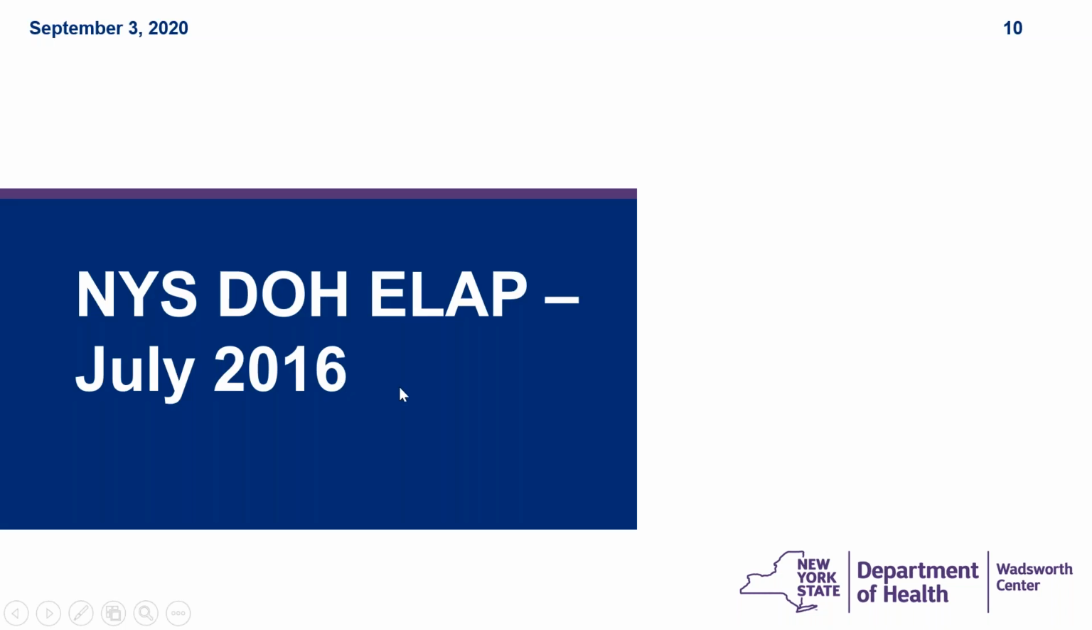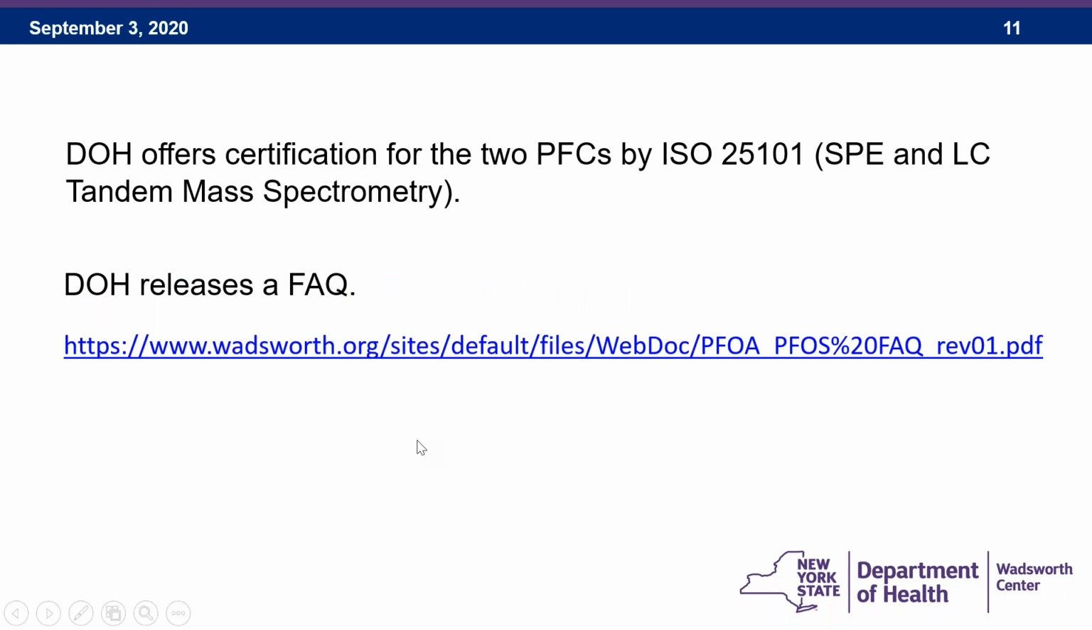By July 2016, ELAP offers certification for those two PFCs by ISO 25101, because this actually was a consensus method that offered isotope dilution. For us being a laboratory accreditation body, we hold labs to a method as written. So this gave some flexibility to those labs who wanted to use isotope dilution. However, at the same time, we also released a frequently asked question and allowed for certain modifications when it came to preservation and sampling. And again, that's still posted on our website, and you can still find it by clicking the link below.